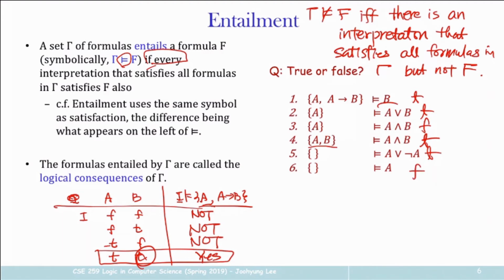Okay, good. Now there's another tricky case. What about the case that we have one element on the left-hand side, but it happens to be false? The bottom. Bottom is always false, right? Okay? So is this entailment true? Can you find an interpretation that satisfies all formulas in gamma but does not satisfy this guy? Can you find one?